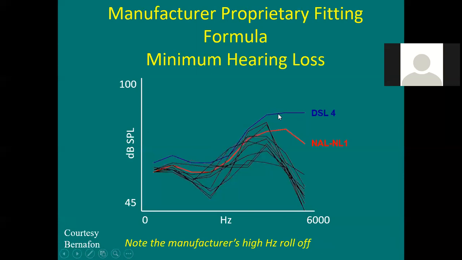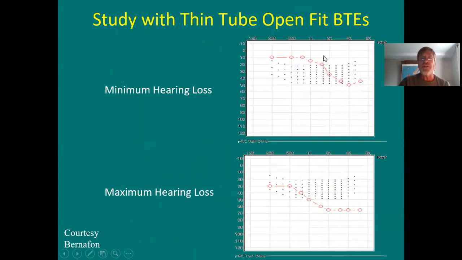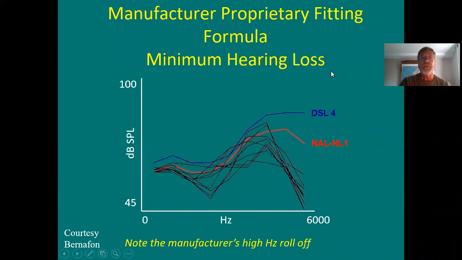So look at the blue and the red. Those are the targets for DSL4 and NAL1 for this loss. Okay? And look at how the proprietary fitting methods are all well below both of those, especially in the highs.